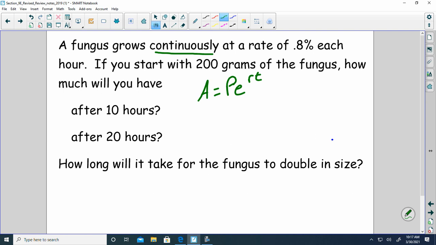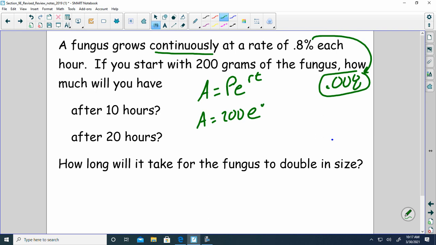the PERT equation. So I want to take 0.8% and make it 0.008, a true decimal. So we start with 200 grams. So A equals 200 e to the 0.008t. What we're going to do is plug 10 and 20 in here.